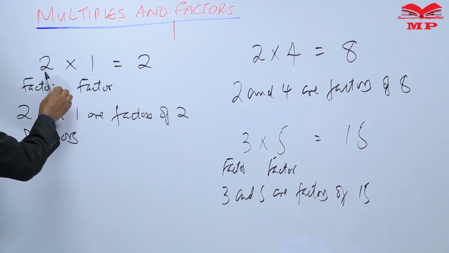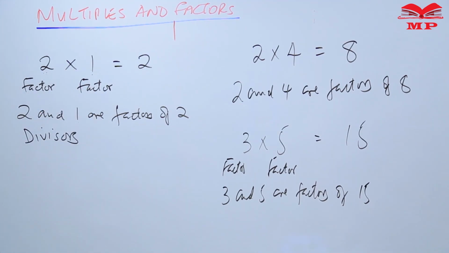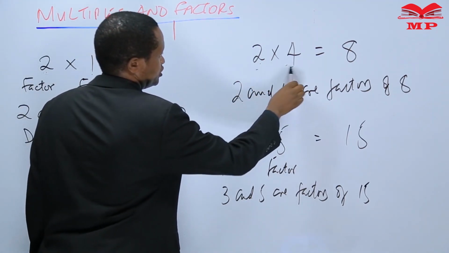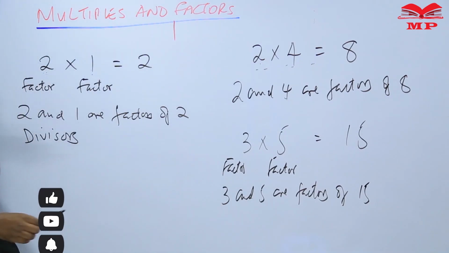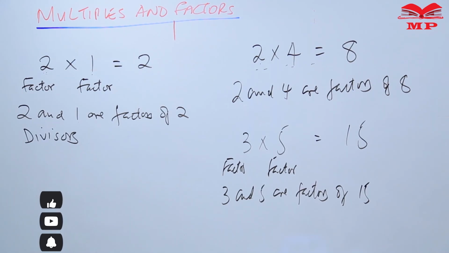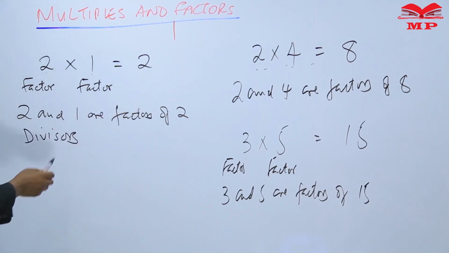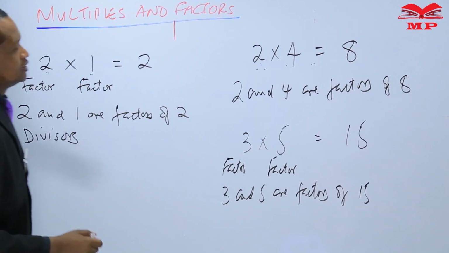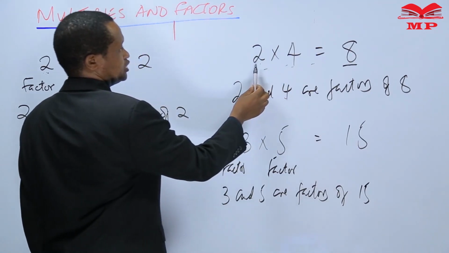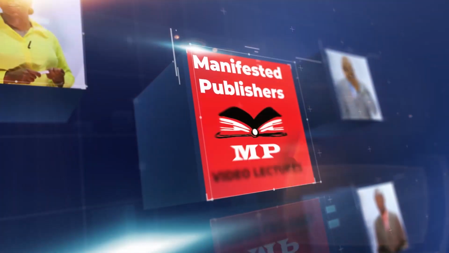Here we have seen 2 and 1 are factors of number 2. 2 and 4, in this case, are the factors or divisors of number 8. So this 2 is a multiple of 2 and 1. 8 is a multiple of 4 and 2, and so on.